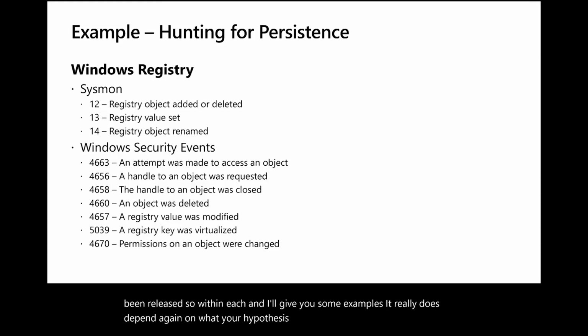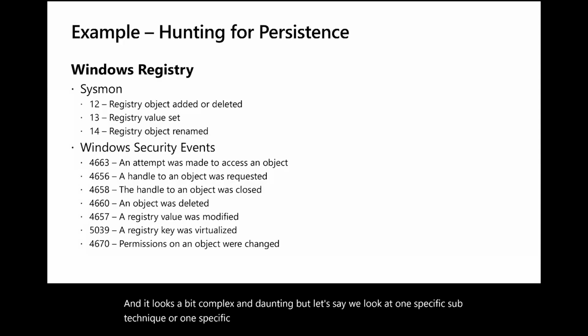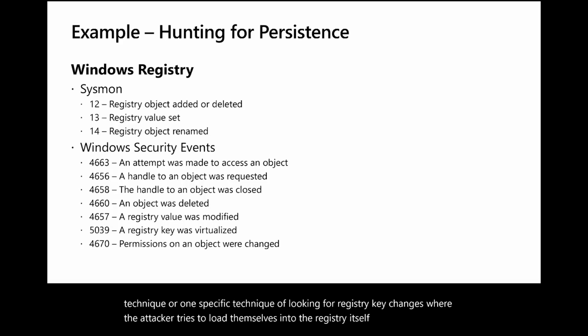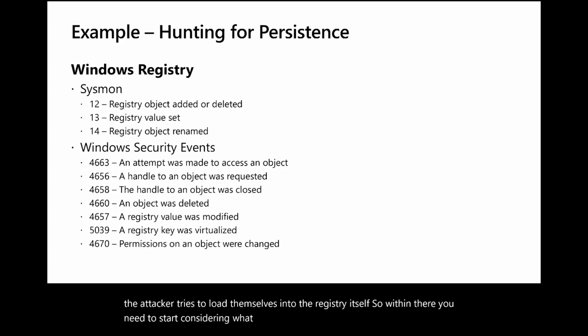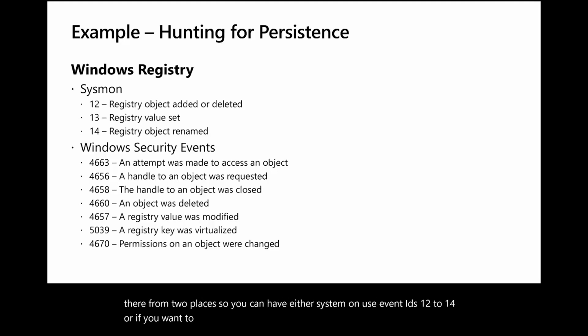Because if, let's say, we're hunting for something like persistence, it looks a bit complex and daunting, but let's say we look at one specific technique: looking for registry key changes, where the attacker tries to load themselves into the registry itself. Within there, you need to start considering what data and visibility you need. You can get that from 2 places. You can use Sysmon event IDs 12 to 14, or if you want to log Windows security events, there's that whole list as well, especially 4657, where a registry value was modified.